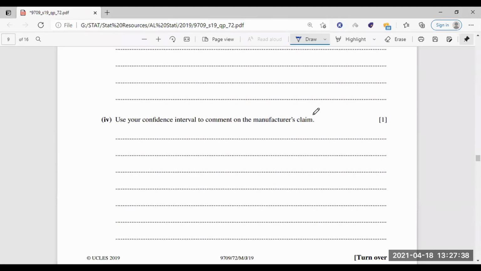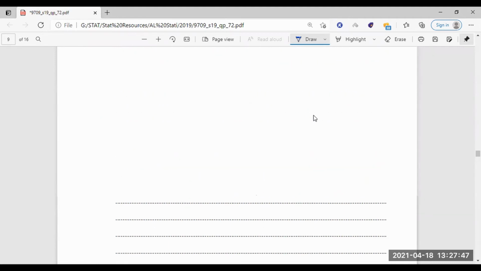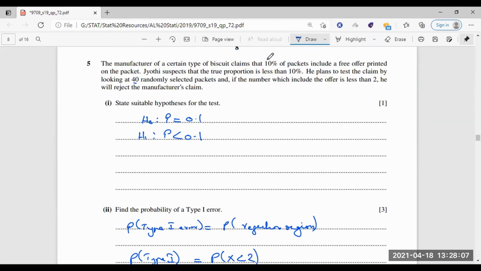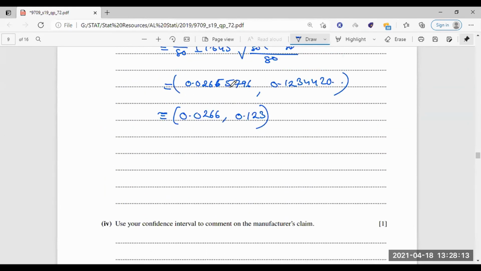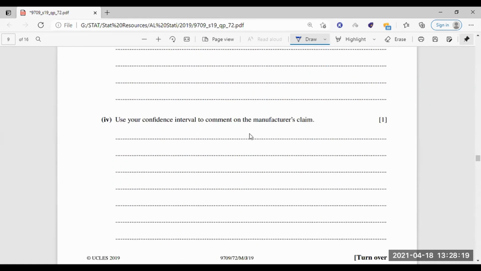The second part, so fourth part, use your confidence interval to comment on the manufacturer's claim. So the manufacturer was having a claim that is always going to be less than. You can see, so that was the manufacturer's claim, that it is 10%, and our confidence interval limits, you can see that 10% is within this confidence interval. Hence you can say that the manufacturer's claim is within the confidence interval.